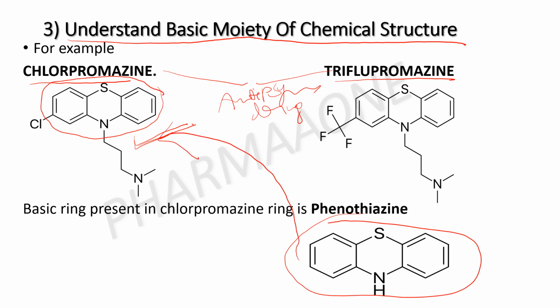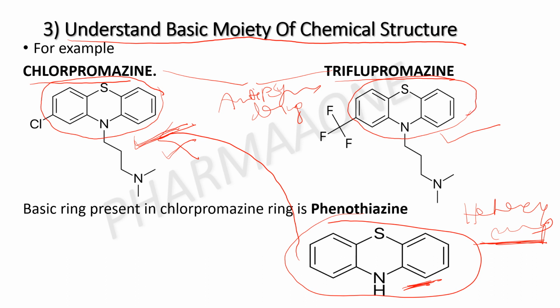First you have to understand. That's why in the beginning slides I only explained about heterocyclic compounds. If you know heterocyclic compounds, you can easily understand the basic moiety which is present in chemical structures. You should know heterocyclic compounds. I explained about phenothiazine in early slides. So you can see here chlorpromazine. In triflupromazine also the basic structure is phenothiazine.